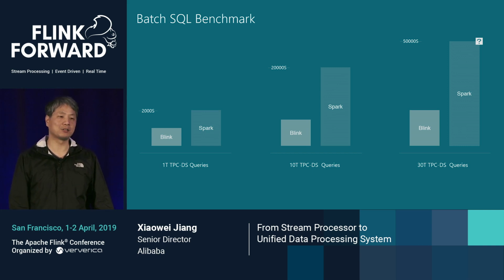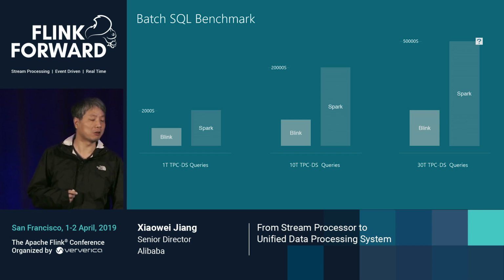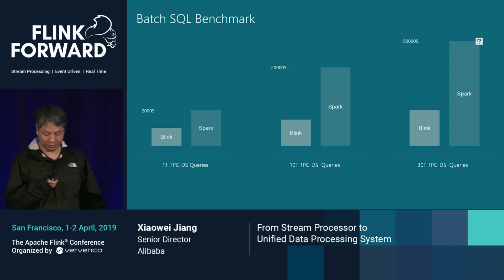At 10 terabytes, Flink is about 3 times as fast as Spark. And at 30 terabytes, Spark has some problem in completing some of its queries, but Flink had no problem and never hit out-of-memory issues.